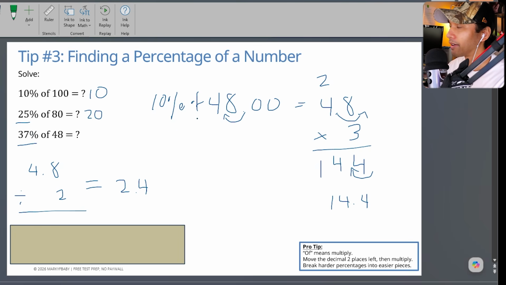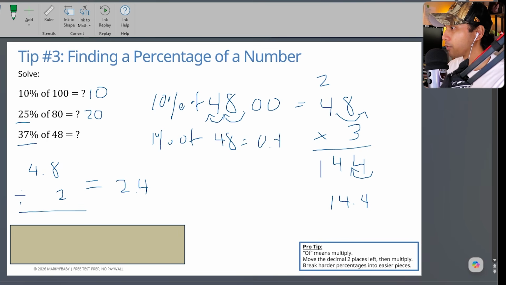Okay? Now what's left is the 1% or 2%. And how do we find 1% of 48? Well, we already have 10%. So all we need to do for 1% is move the decimal one more time. So 1% of 48 equals 0.48. So let me just write this in different colors. This is our 5%. This is our 1%. And this is our 30%.